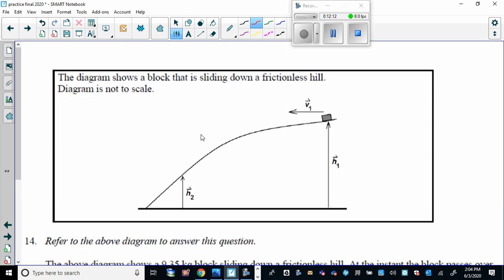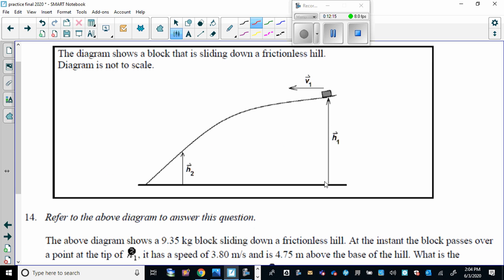Onward to number 14. Number 14, we have what looks like a mechanical energy question. You have a block on a sloped hill, already at the top here, so it already has some velocity. If it already has velocity, then it has kinetic energy and potential energy. Unless the block was motionless, then it would have only potential energy. And once you push it and it starts going down the hill, it gains kinetic energy and loses potential energy.